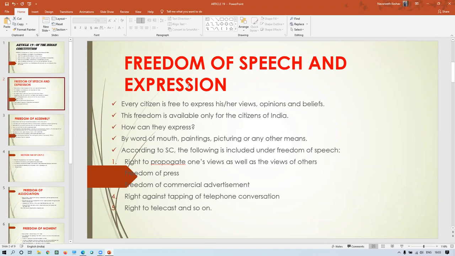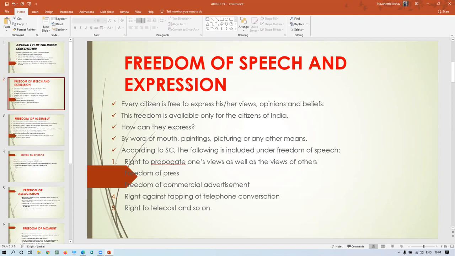What does internet communication mean? You can post whatever you want on your social media, as in Instagram, you can tweet on Twitter, you can post anything on Facebook. Even that is a form of communication which can be made. This freedom is available only for the citizens of India. Of course, all the freedoms discussed under Article 19 are applicable only for the citizens of India.